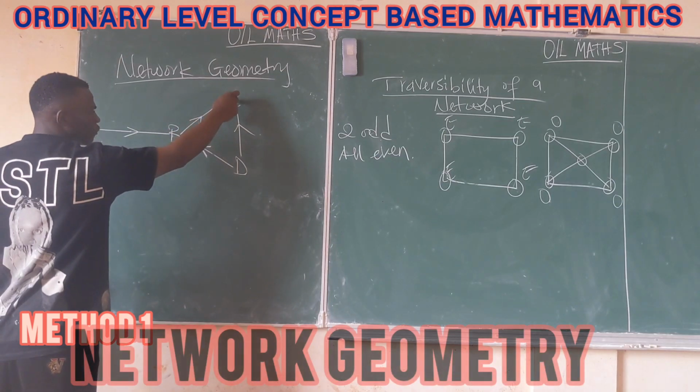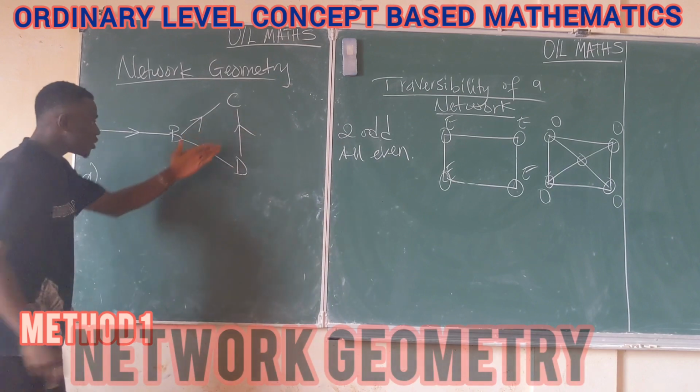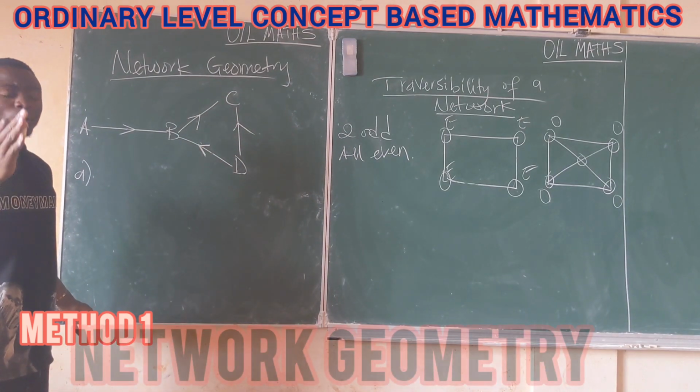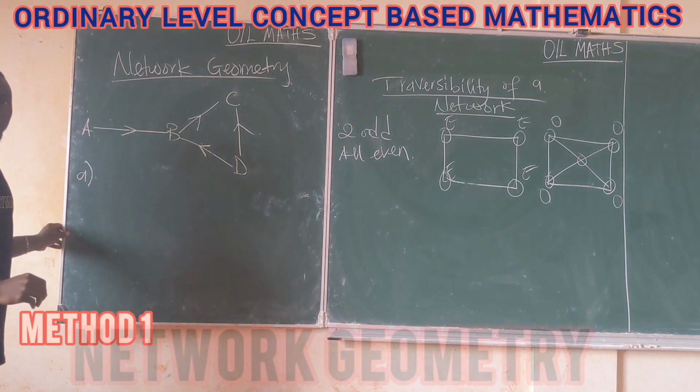It is possible to move from D to C, but it is not possible to move from C to D because the arrow is against the direction. Okay, so take note of that. So the first point we should take note of is the movement.